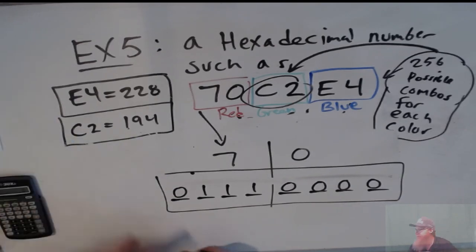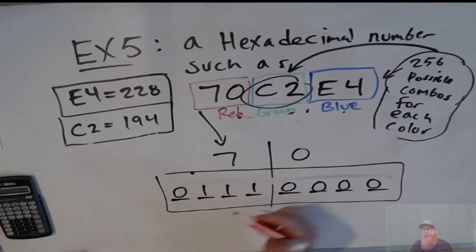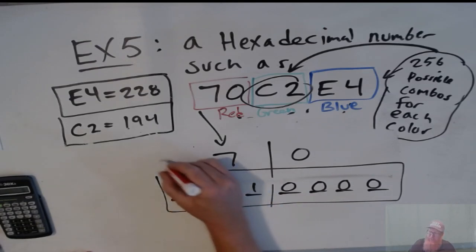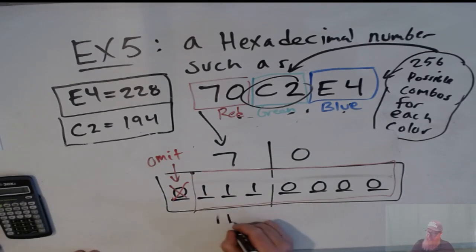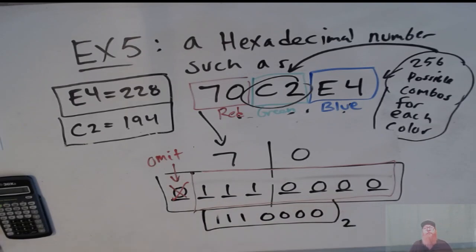Remember, when you're entering your answer, you cannot omit zeros on the right-hand side, but you can omit any wasted space here. So that 0 would technically be wasted space, and your answer would just be 1, 1, 1, 0, 0, 0, 0. That would be your answer, base 2.